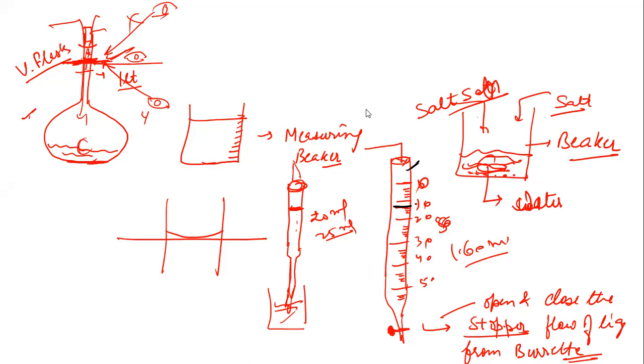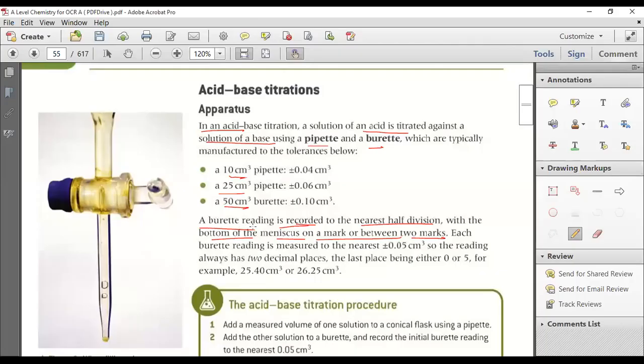Here, the burette reading is recorded to the nearest half division, with the bottom of the meniscus on the mark or between the two marks. The bottom of this meniscus is touching the mark. If there are two marks, whatever the bottom of the meniscus is showing is going to be the reading.